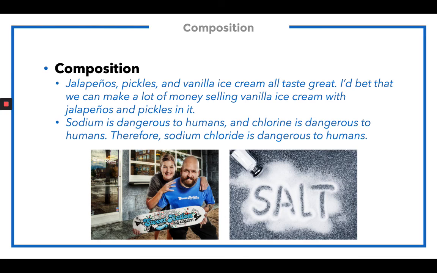Here's another maybe more obvious example. So sodium is dangerous to humans, and chlorine is dangerous to humans. Therefore, sodium chloride is dangerous to humans. But while sodium is dangerous to humans and chlorine is dangerous to humans, we shouldn't eat either of those things. But if we put them together, you have sodium chloride, you have salt, and that's not dangerous to humans at all. So just because two things on their own are dangerous to humans doesn't guarantee that when combined, they're going to be dangerous to humans as well.